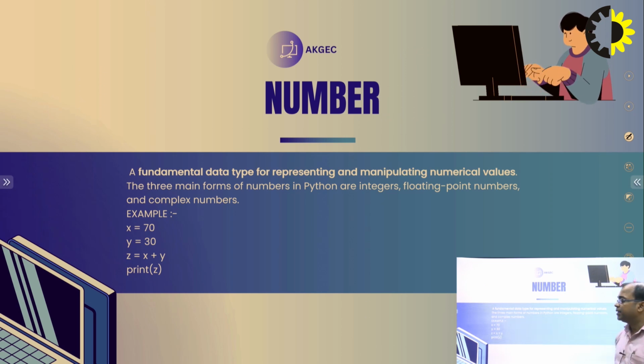Next, first, what is a number? Basically, number is a fundamental data type for representing and manipulating numerical values. There are three main forms of numbers in Python. One is integer, like 70. Next, we can have a floating value like 7.5, and we can have a complex value like 7 plus 5j. So in Python, all three types of numbers are used. Clear?